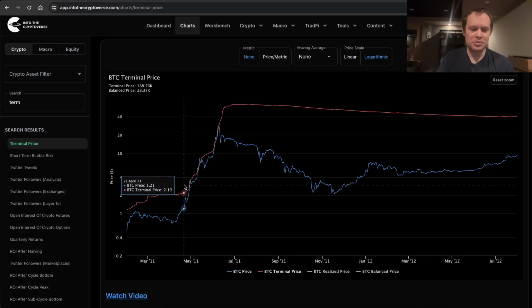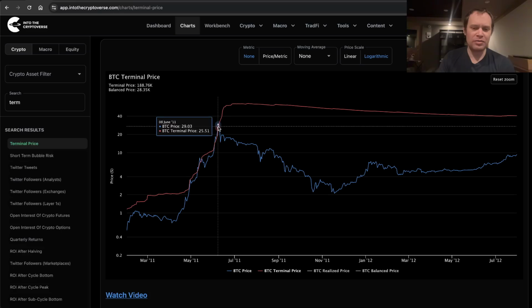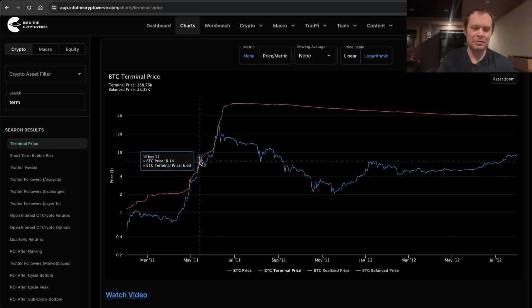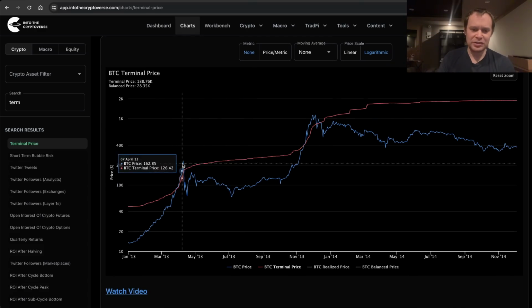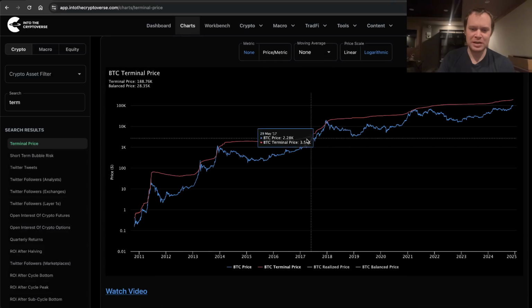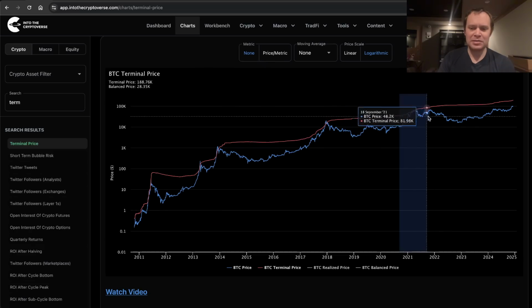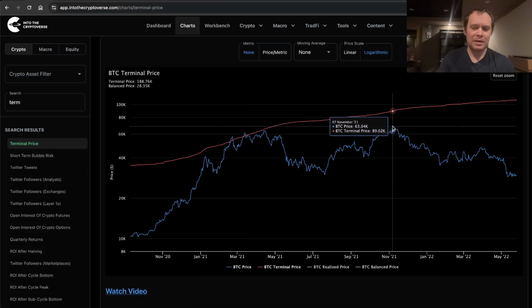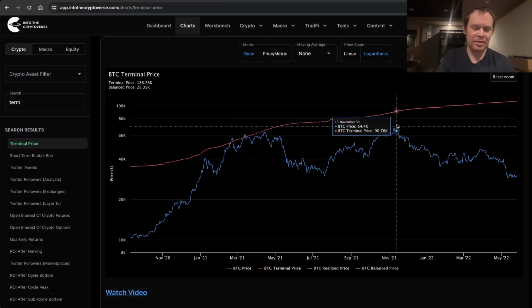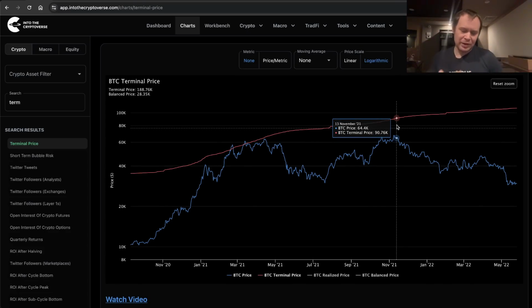And you can see if you zoom in at prior tops, the actual top for Bitcoin occurs around where the terminal price is. Okay, now in the first cycle, you can see it got above it a couple of times before the actual top was in. And in 2013, it actually got above it a couple of times before the actual top was in. If you look at 2017, once it was above it, the top was in. And if you look at 2021, it did get above it a couple of times before the top was in, but the actual top occurred much lower than the terminal price. And I think that second top really threw a lot of people off guard.